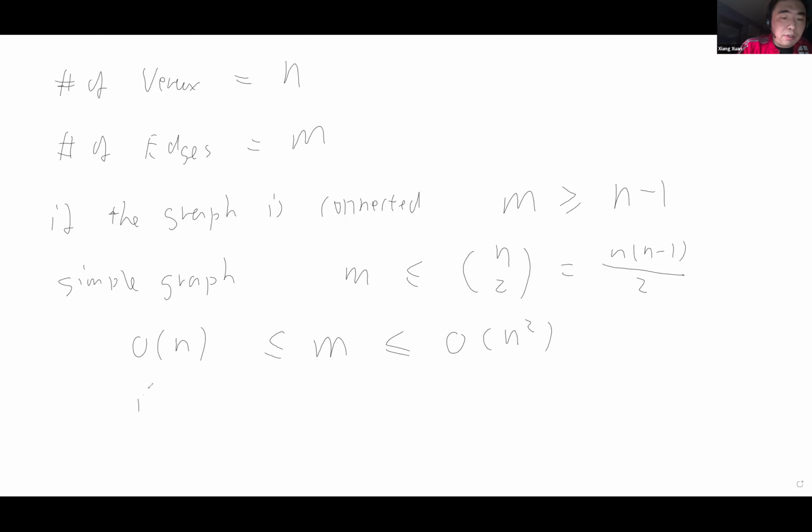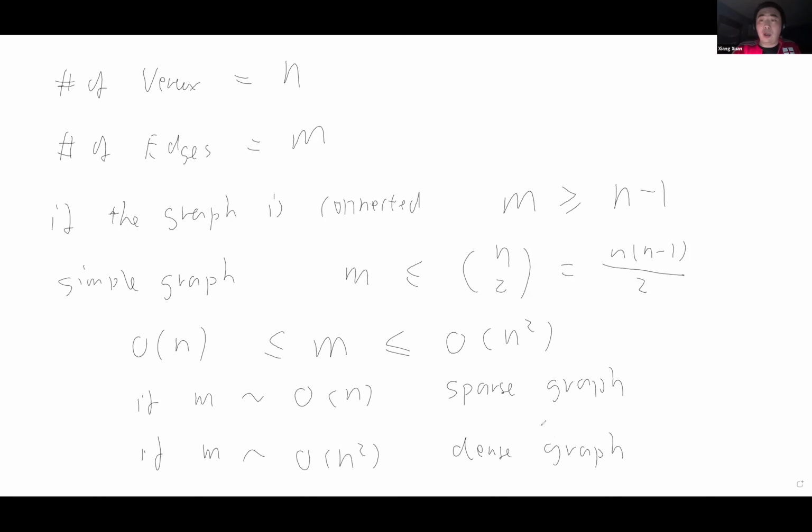If m is roughly on the order of n, then we say this is a sparse graph, right? If m is roughly n squared, then this is a dense graph. Okay, so these are just some concepts you need to know right now. In the future, certain algorithms will have different variations depending on whether the graph is sparse or dense, because in each case they can optimize in a different direction.